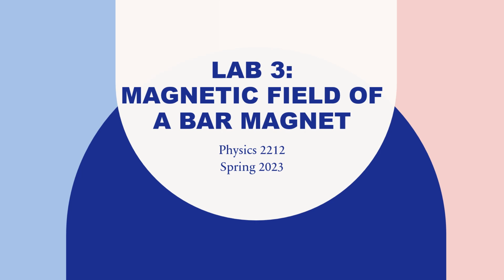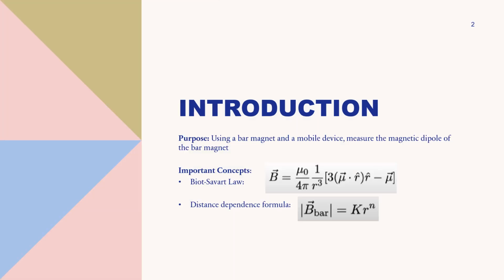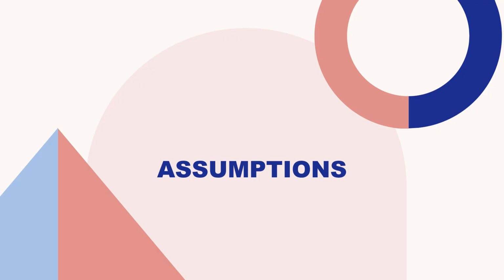Welcome to Lab 3, where we are measuring the magnetic field of a bar magnet. The purpose of this lab is to use a bar magnet and a mobile device to measure the magnetic dipole of a bar magnet. Some important concepts include Biot-Savart's law and the distance-dependent formula. The main assumption for this lab is that the bar magnet acts as a dipole.